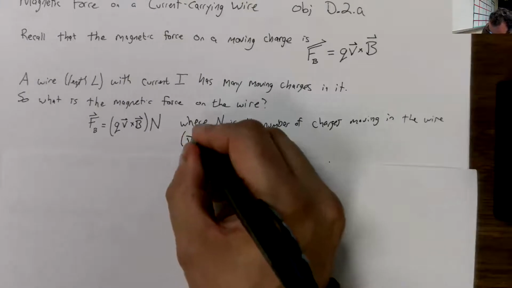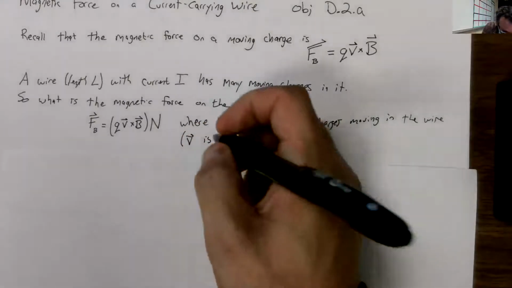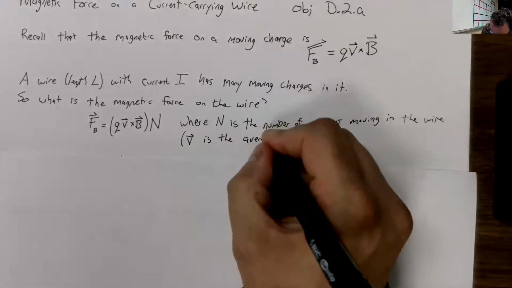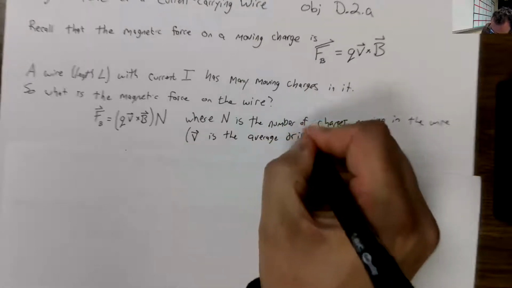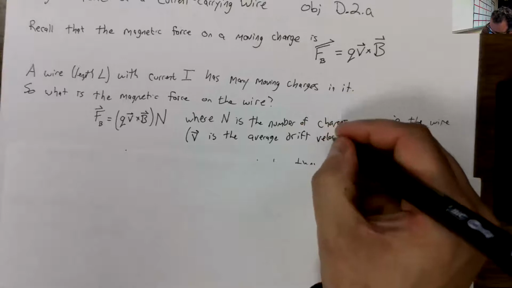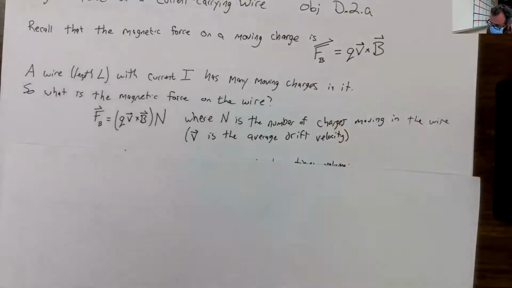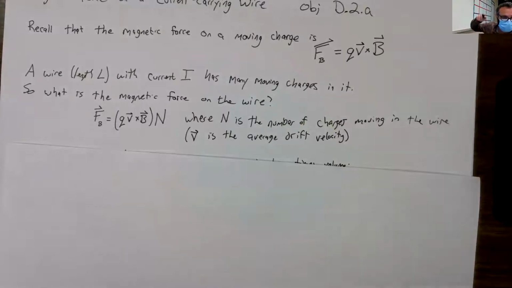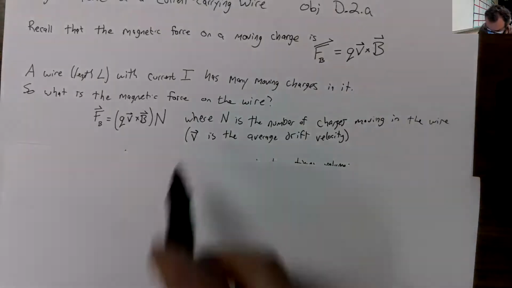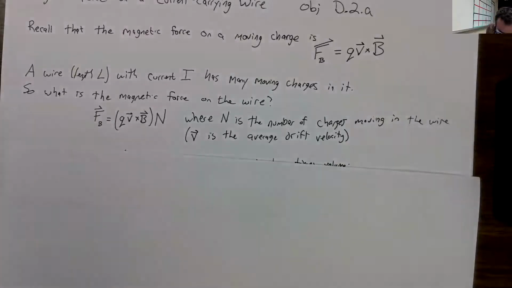So I'll put that V is the average drift velocity, right? And we say it's the drift velocity because we know that these charges are all moving around really fast in all kinds of directions, bouncing off of each other. But if there's a current flowing from the electric field, we know that there's going to be an average tendency for the charges to move, if they're positive, in the direction of the electric field. And that's the drift velocity that we got when we were talking about current initially.